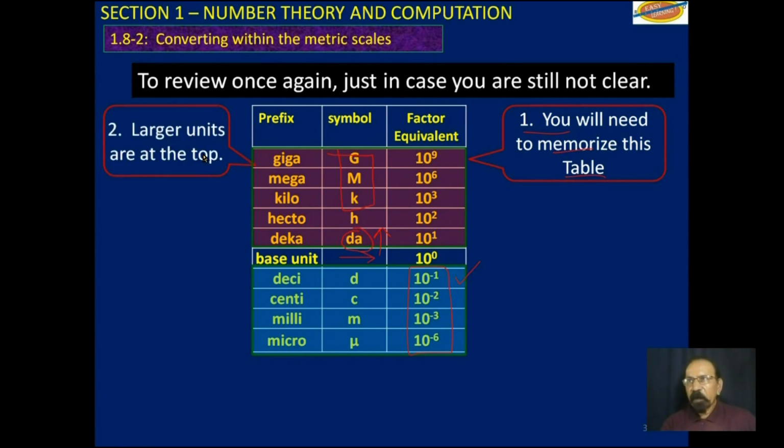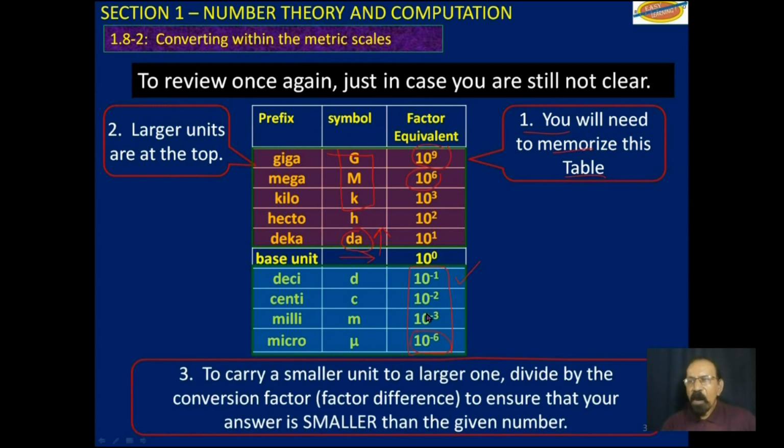Larger units are at the top, 10 to the 9, 10 to the 6, go down to 10 to the negative 6. To carry a smaller unit to a larger one, divide by the conversion factor or the factor difference to ensure that your answer is smaller than the given number. So if you're carrying a smaller unit to a larger unit, you will divide. Of course, if you are carrying a larger unit to a smaller unit, you will multiply by the factor difference.